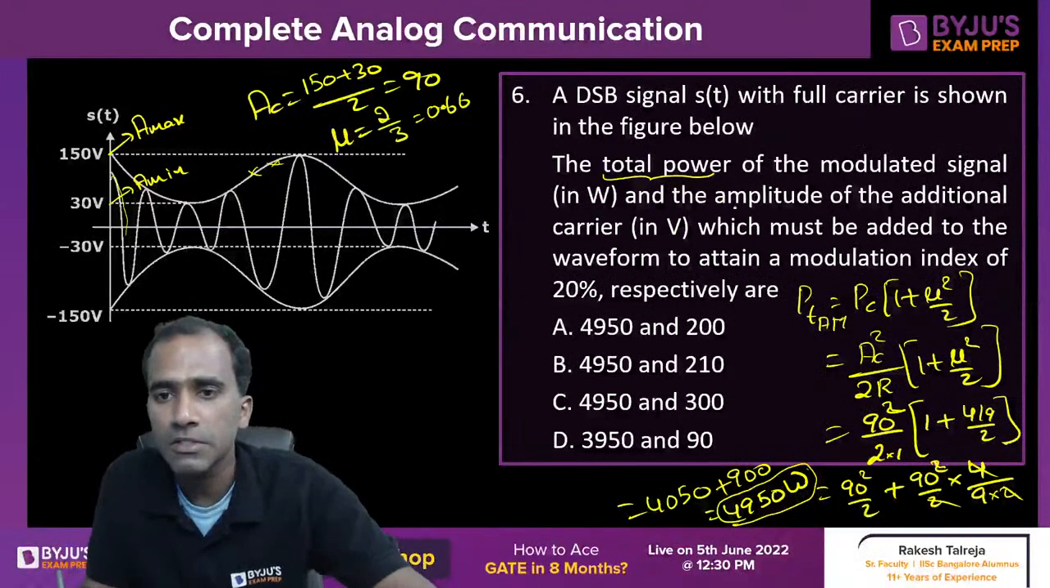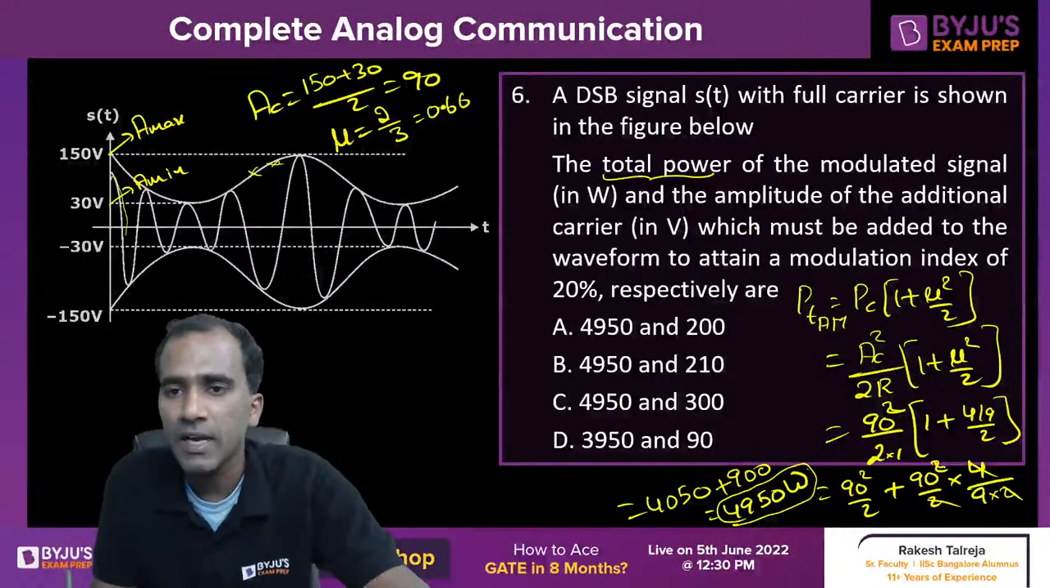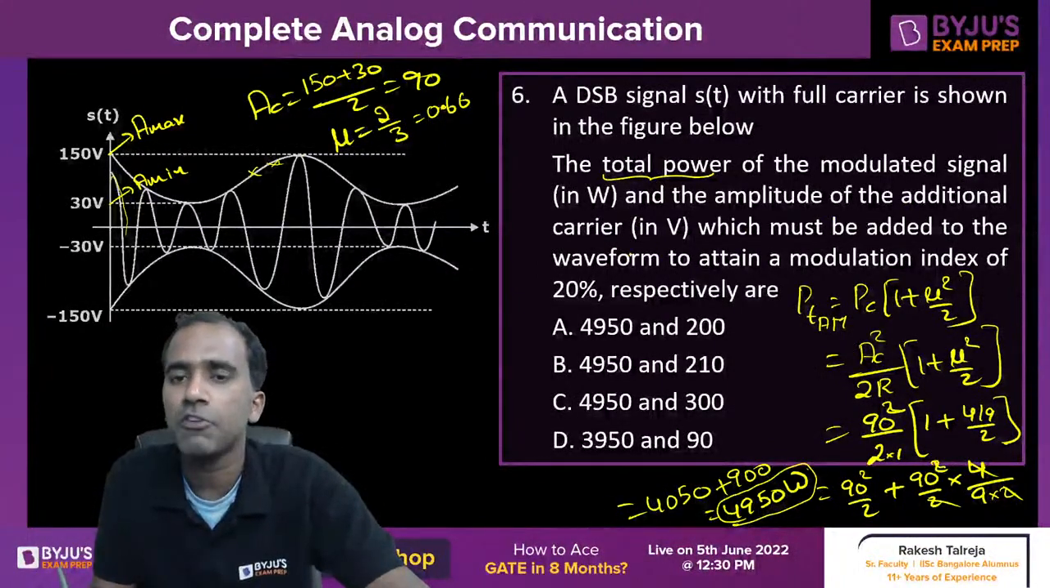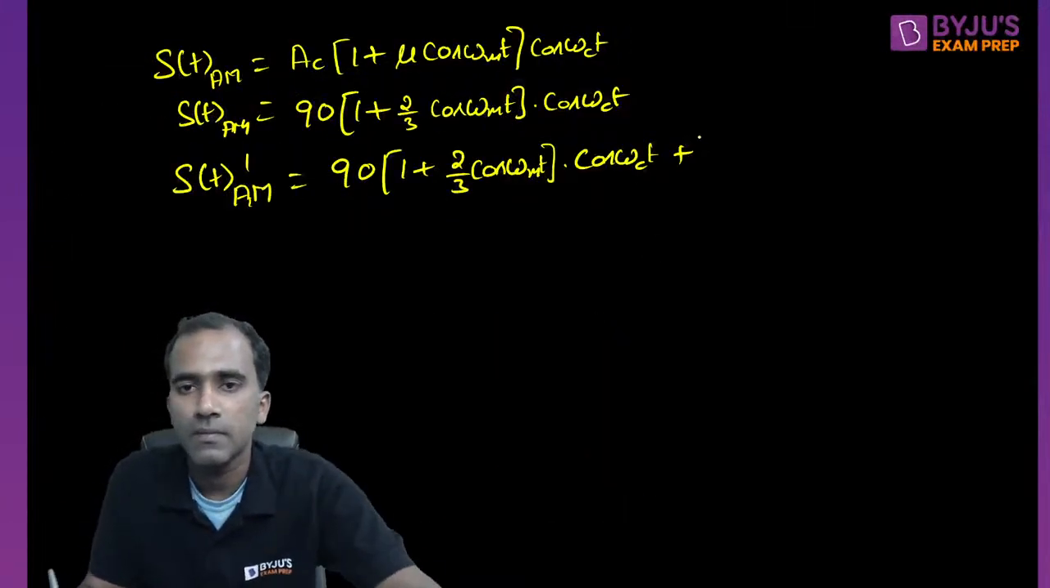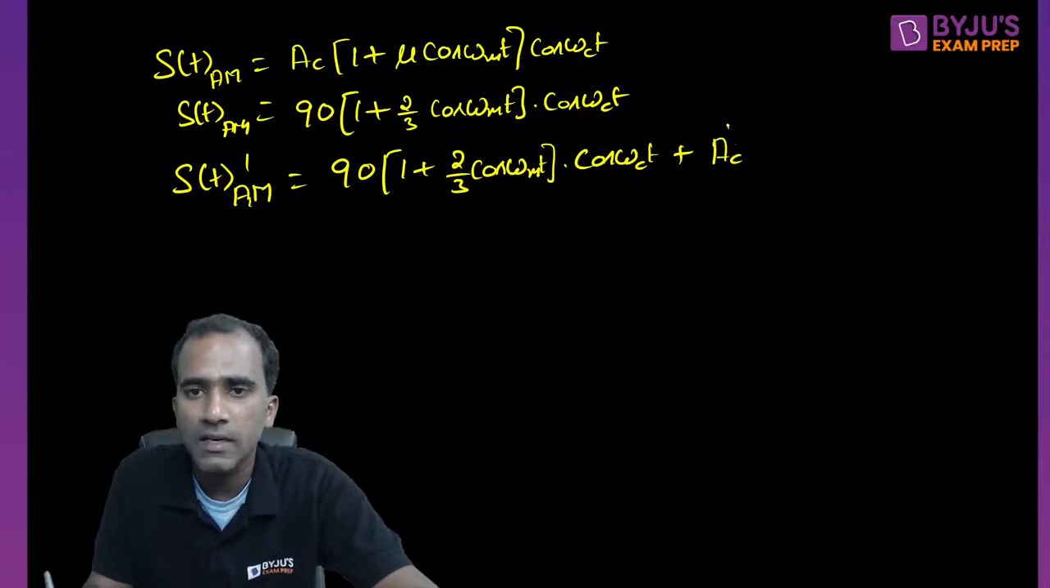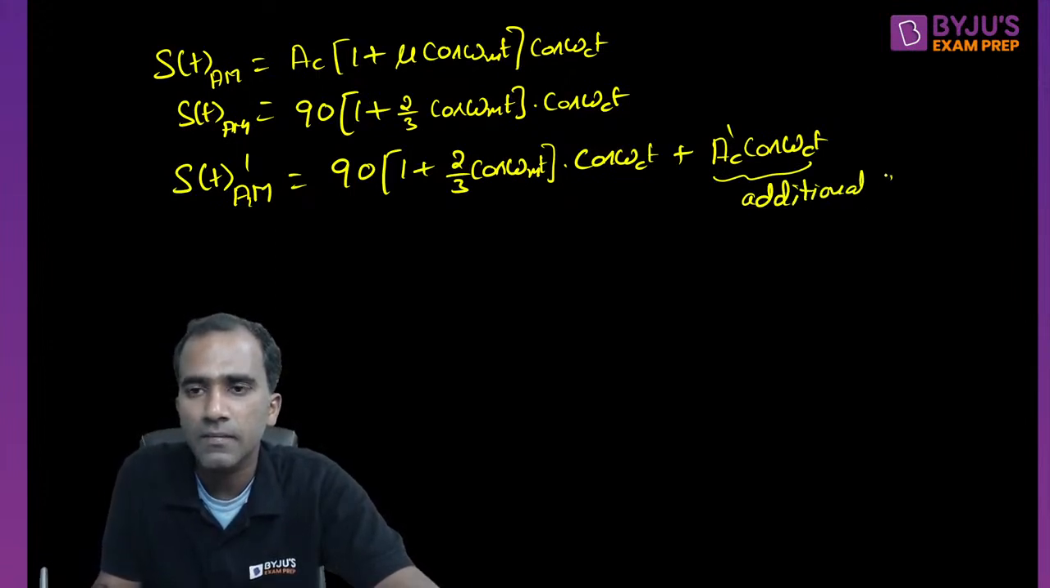See this one, read the question. The amplitude of the additional carrier which must be added to the waveform. For this waveform, they are adding an additional carrier to attain a modulation index of 20%. So let me call it AC dash into cos omega ct. This is the additional carrier that they are adding to change the modulation index, and the peak amplitude of the additional carrier I'm taking as AC dash.